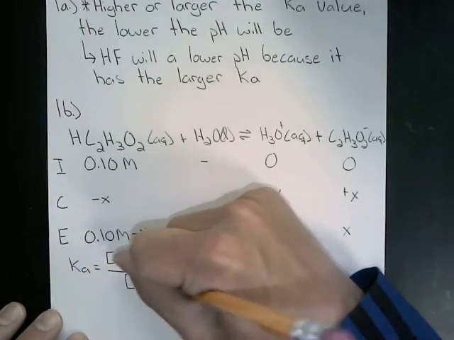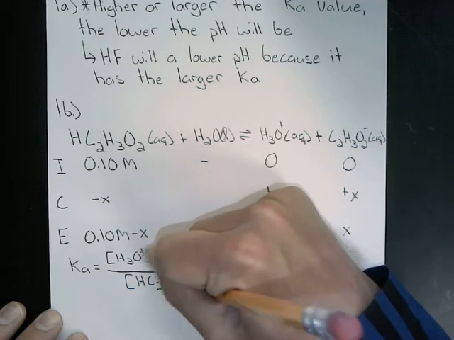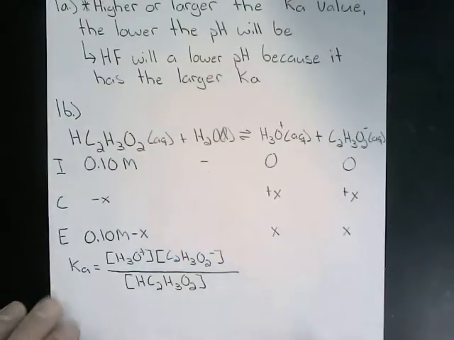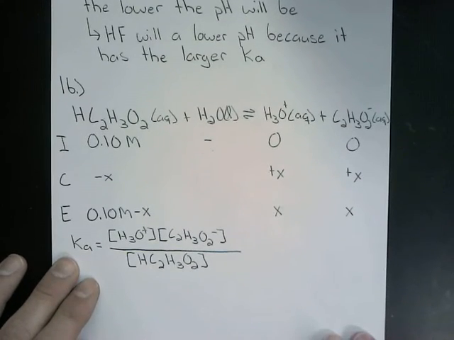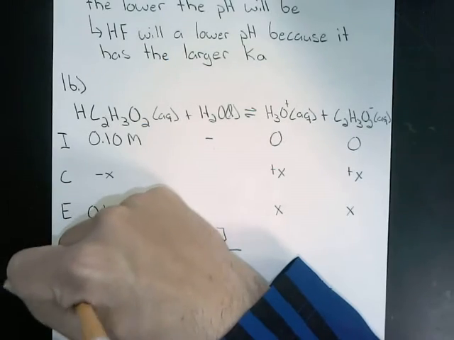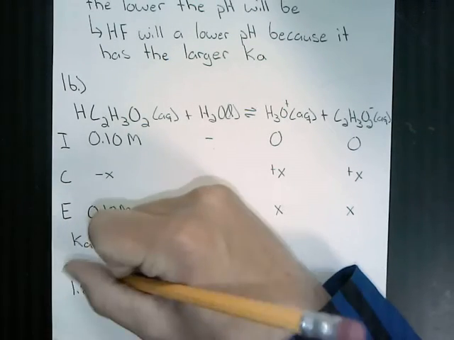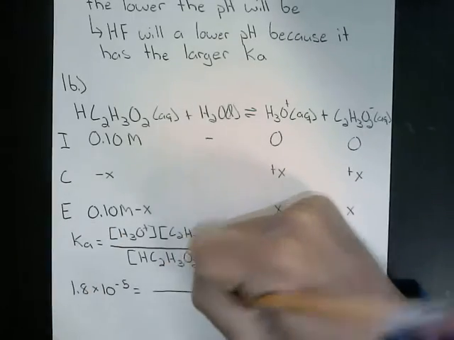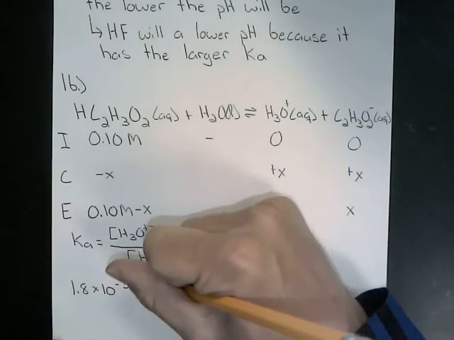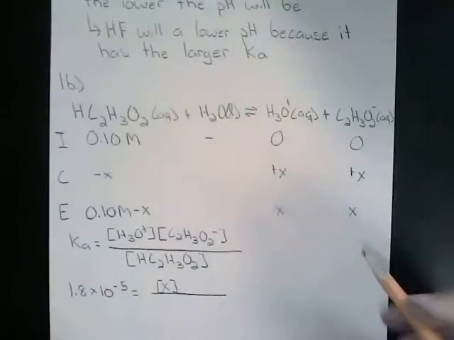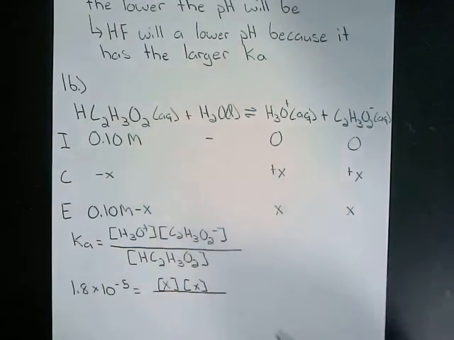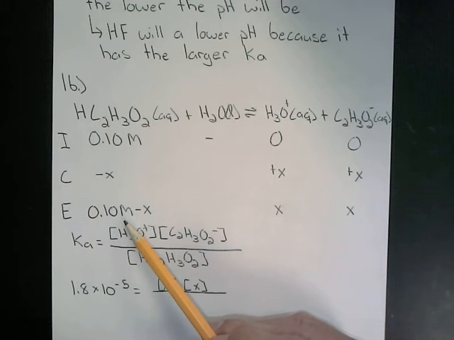So what we need to do now is plug our values into our Ka expression. What we already have is the Ka. So the Ka, just reading it from the chart, is 1.8 times 10 to the negative fifth. This is equal to the value we have for our hydronium, which is X, and the value that we have for our acetate, which is also X. And then our equilibrium value for acetic acid would be 0.1 minus X.